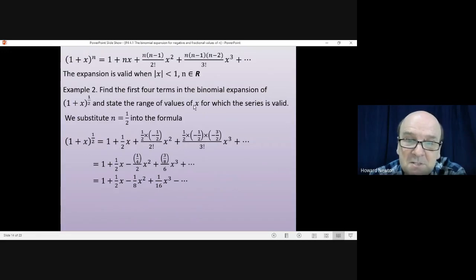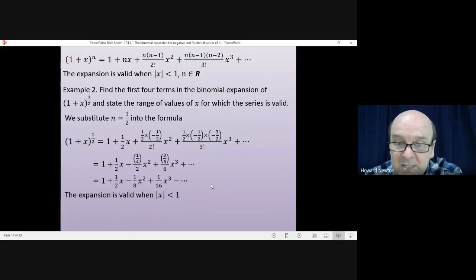Now we were also asked to state the range of values of x for which the series is valid. Now what you need to look at is this term here, but this term is just x. We've got 1 plus x. So the expansion is valid if the modulus of x is less than 1.